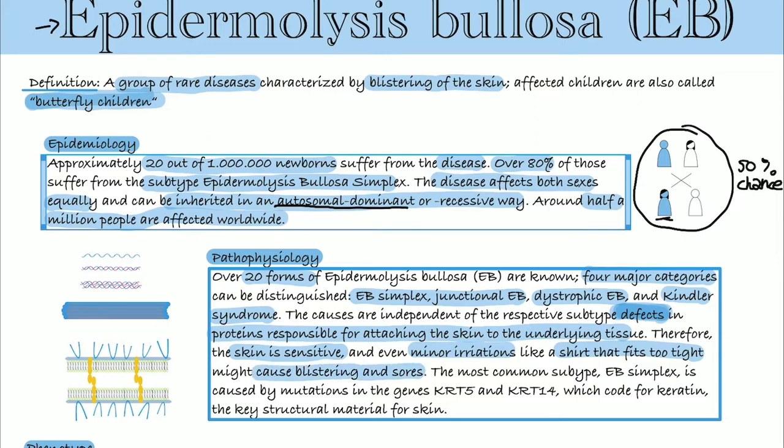Coming back to EB simplex, the most common subtype, the disease is caused by mutations in the genes KRT5 and 14. Those code for keratin, which is a key structural material for skin. And here you can see it's a monomer that forms dimers, that forms tetramers to get to its 3-dimensional structure.